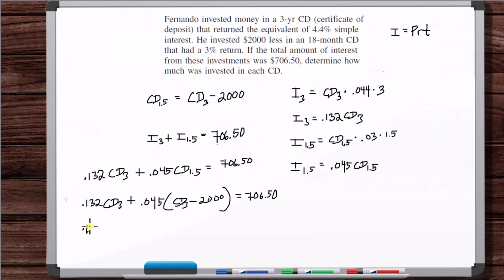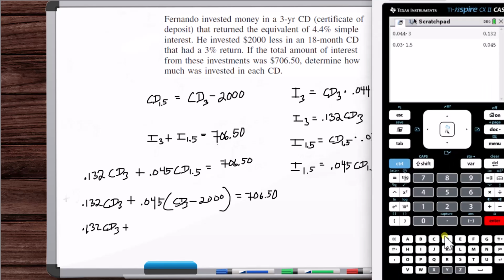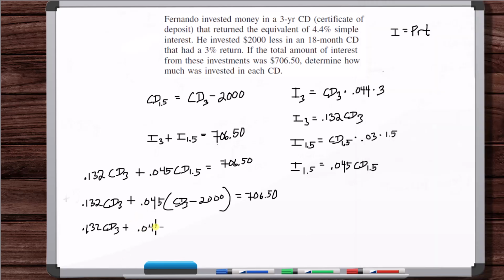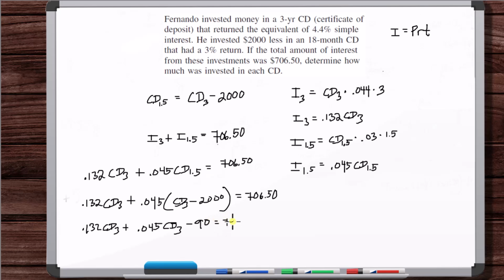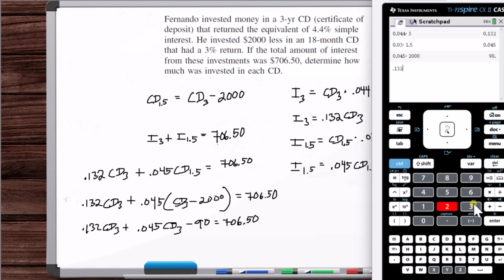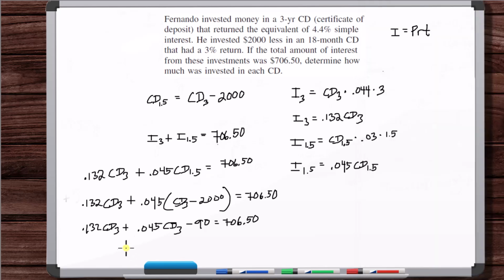Okay, so we've got 0.132 CD3 plus, let's distribute this, so 0.045 CD3 minus 0.045 times 2000, which is 90. Okay, so now what is 0.132 plus 0.045? 0.177.